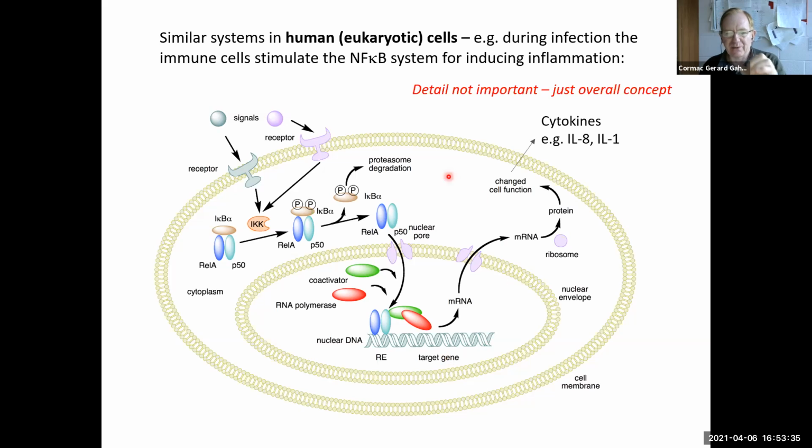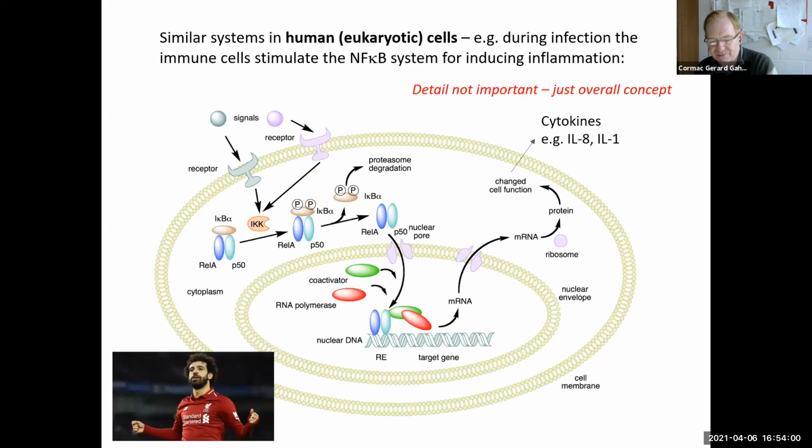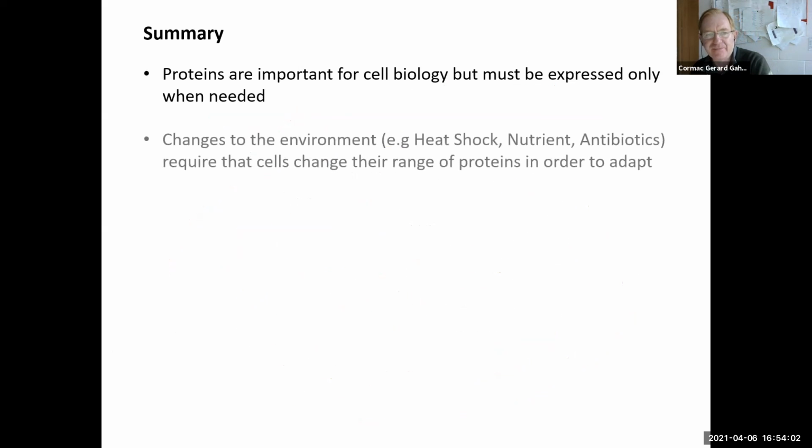So how a T cell responds to an antigen or to a receptor or to a cytokine, this is all gene expression. And that's why, remember I showed you the picture of Mohamed Salah earlier on, that's why he's so complicated. That's why we're all so complicated, because we've got all these signals coming into the cell, and they are influencing how genes are expressed. So it's important stuff. Oh, there's Mohamed Salah.